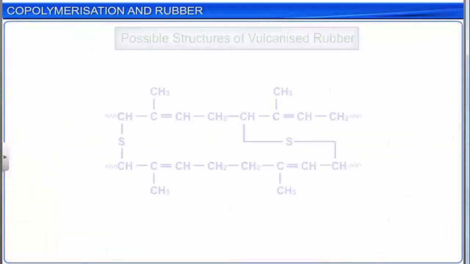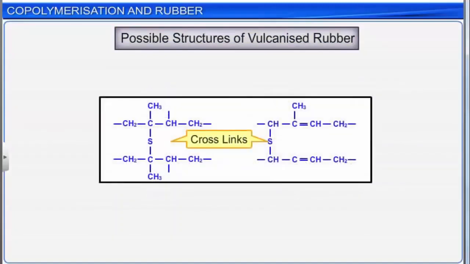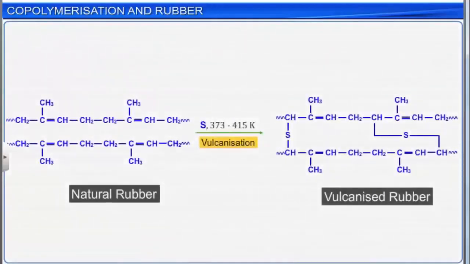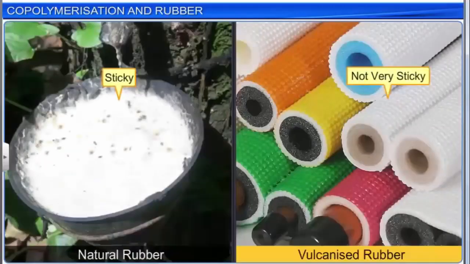Let's look at the possible structures of vulcanized rubber. Notice the sulfur crosslinks between the chains. The vulcanization process is generally irreversible. The crosslinks help vulcanized rubber to maintain its shape when stretched. Vulcanized rubber is not very sticky, unlike natural rubber.